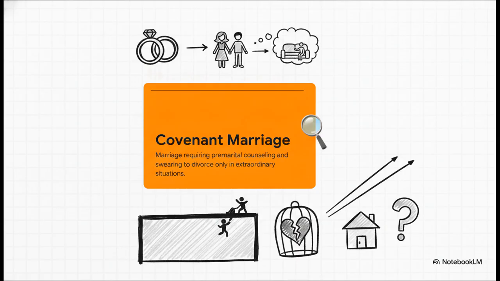In an effort to reduce divorce rates, some states offer an alternative called a covenant marriage. This is basically a 2-tiered system where couples legally agree to mandatory premarital counseling, and they literally swear to divorce only under extraordinary circumstances. But, the sociological data points out a hard truth. Making divorce harder legally doesn't inherently make staying married any easier.